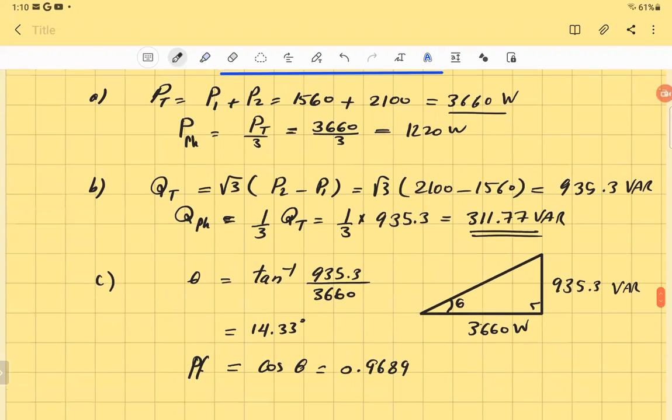Should I write lagging or leading for this power factor? Lagging. Why? Because Q is positive, right? I got Q positive when I did the subtraction. That's right.